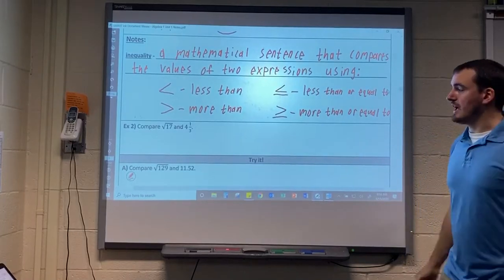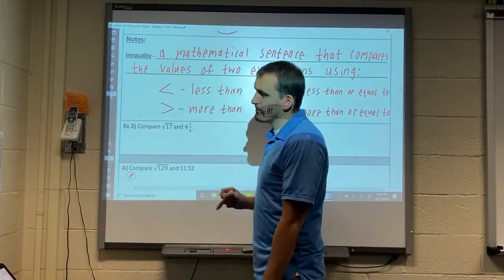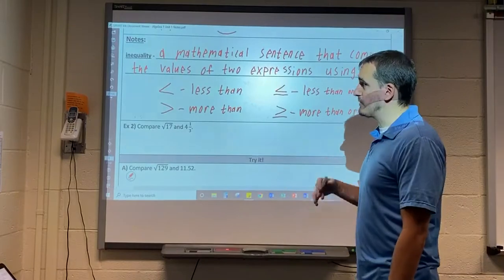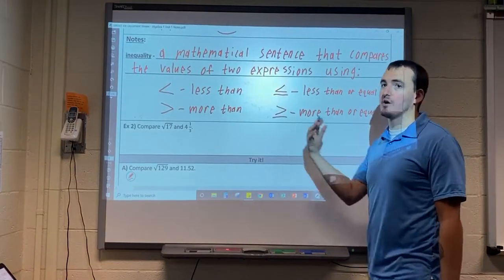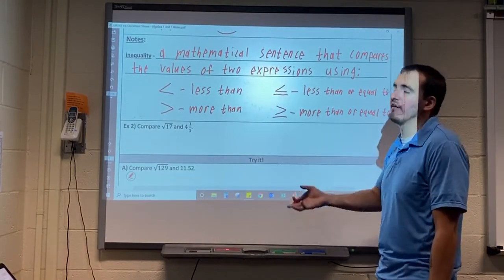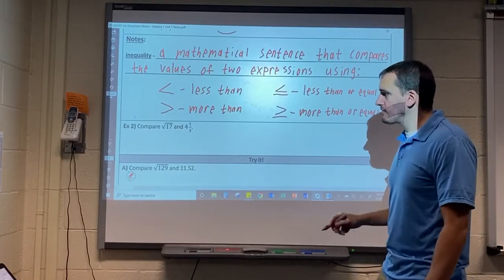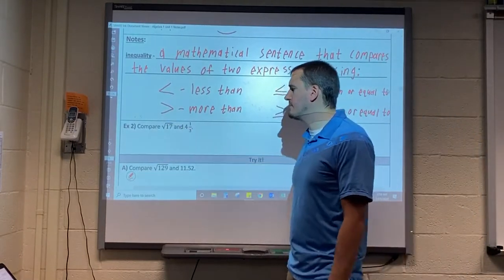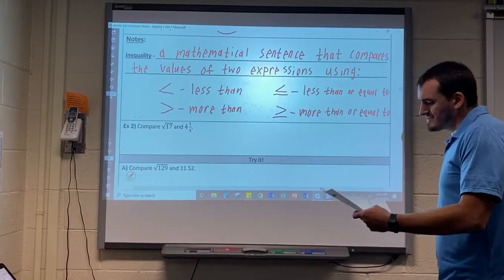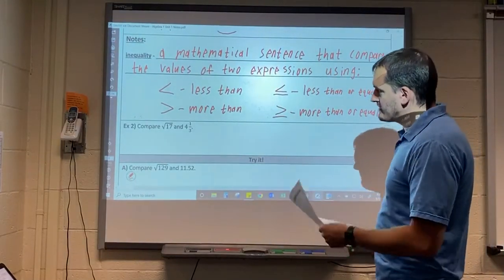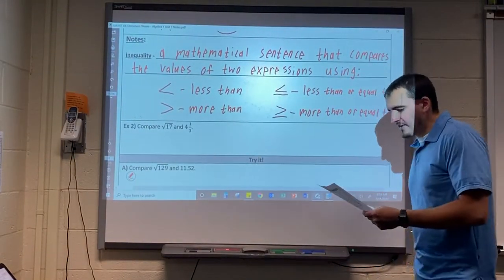Okay? So anytime you see one of these symbols, it basically means that we are comparing two quantities. One quantity is less than or greater than another quantity. So for example, example 2 here. Compare root 17 and 4 1/3.